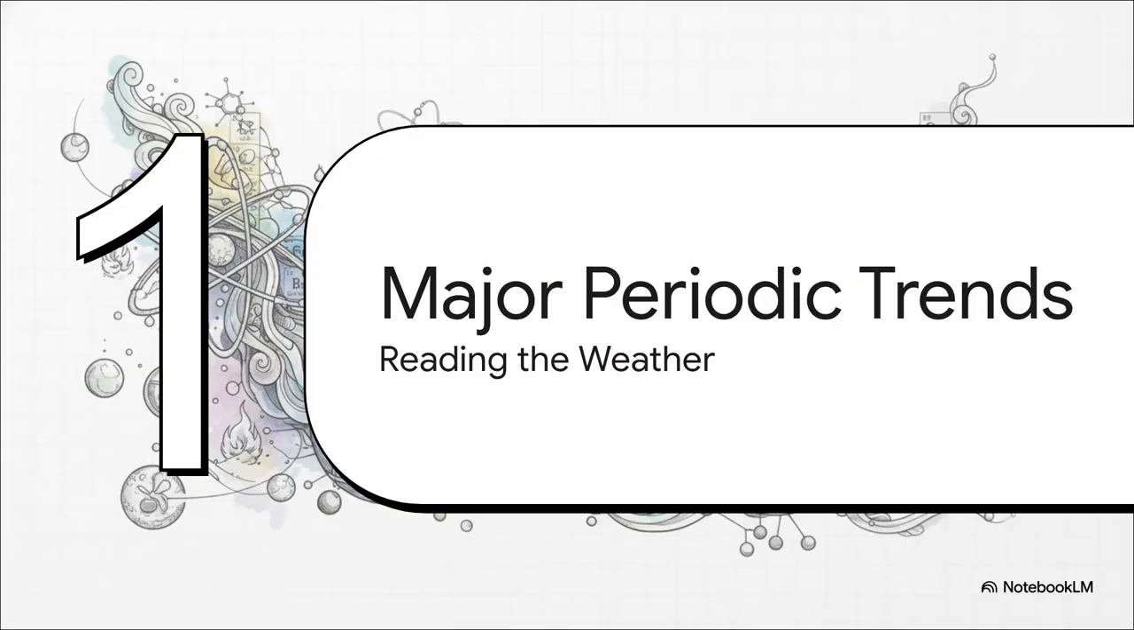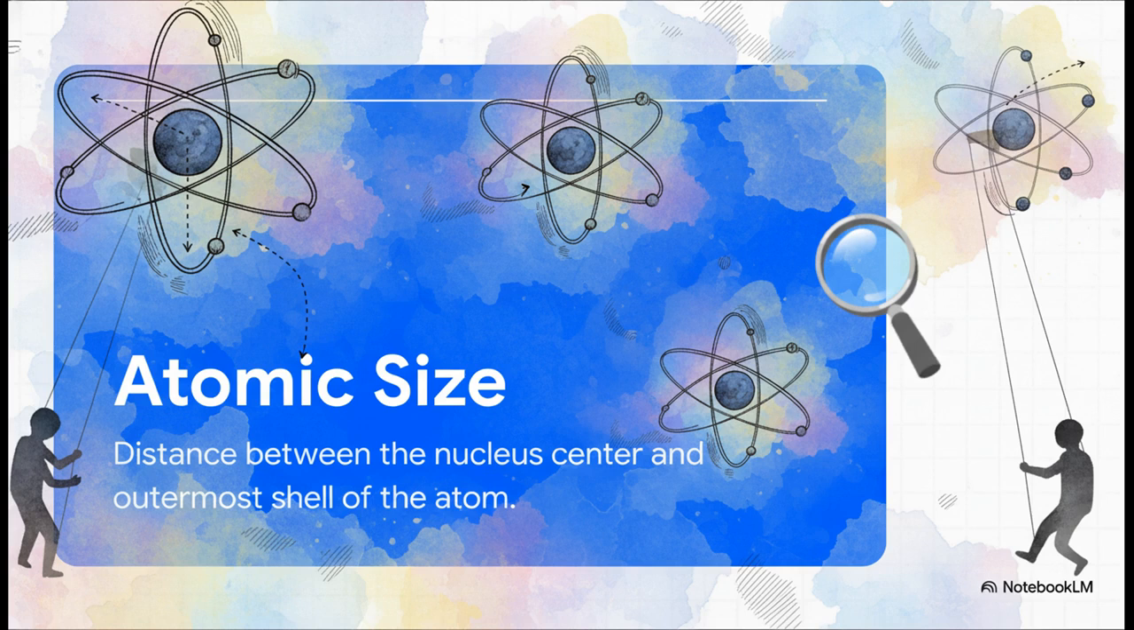Let's see this battle in action in part 4, major periodic trends, reading the weather. All right, we've got our grid, and we know our puppet masters, the inward pull of the nucleus versus the outward push of new layers. So how does this actually affect the elements as we travel across the map? Well, the best way to visualize this tug-of-war is through atomic size, which is exactly what it sounds like, the distance from the center to the outermost shell. Let's see how our puppet masters manipulate this.